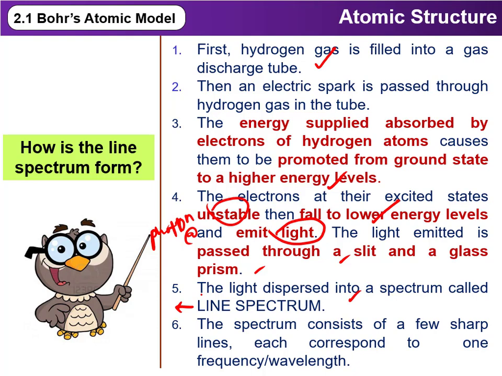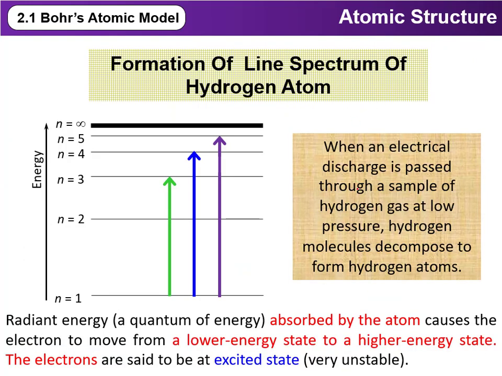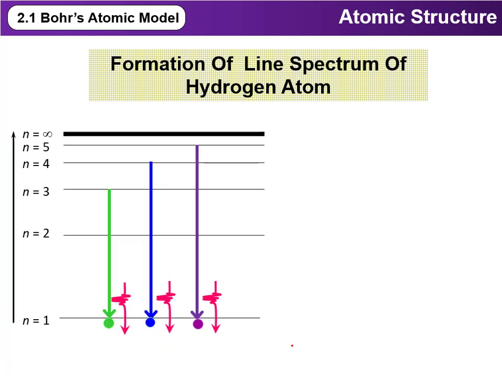So this spectrum consists of a few sharp lines. What are these few sharp lines? Again, they are the discrete lines, each corresponding to a different frequency and wavelength. When electricity is passed through the sample of hydrogen gas in that discharge tube at low pressure, the hydrogen molecules will decompose to form hydrogen atoms. The radiant energy, the photon, is absorbed by the electron of the hydrogen atom, causing the electron to move from a lower to a higher energy level. The electrons are said to be at the excited state, which is very unstable.